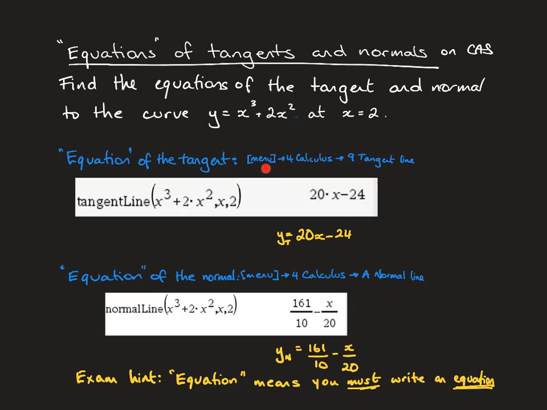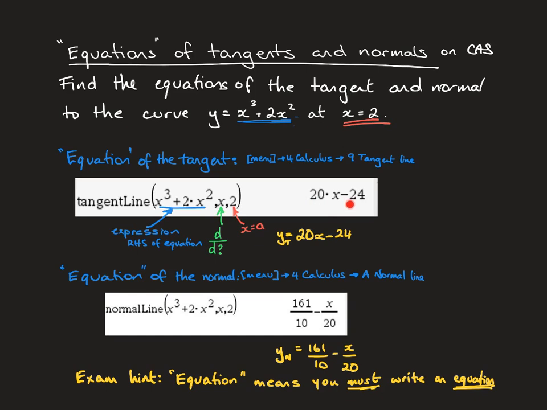From the menu button, you choose calculus and tangent line, and then you put in the equation that you want. Actually, it's just the expression. Then you put in the variable that you're differentiating with respect to, and then you put in the x value at which you want your tangent to be evaluated. It will then give you the expression for the tangent.